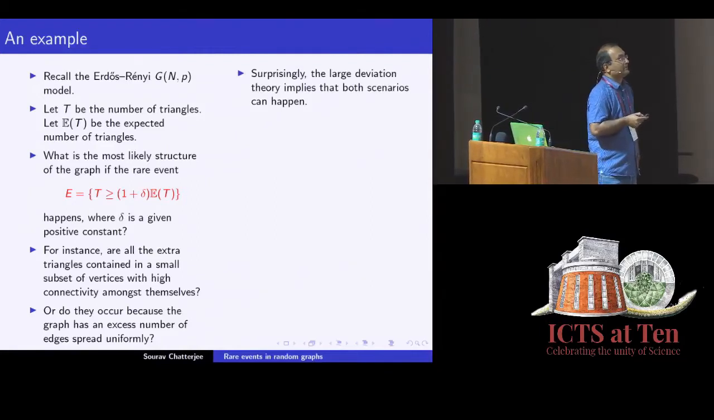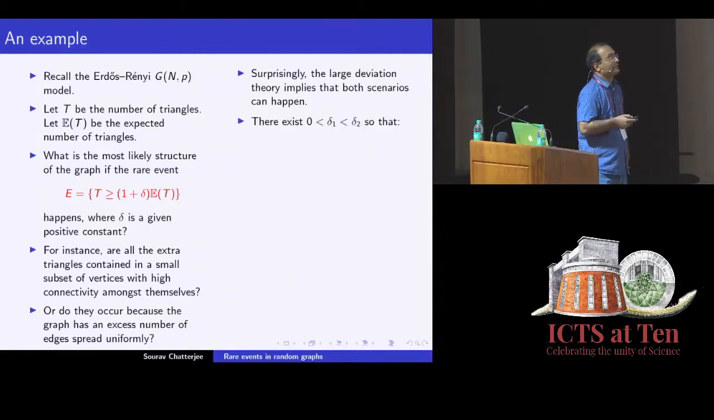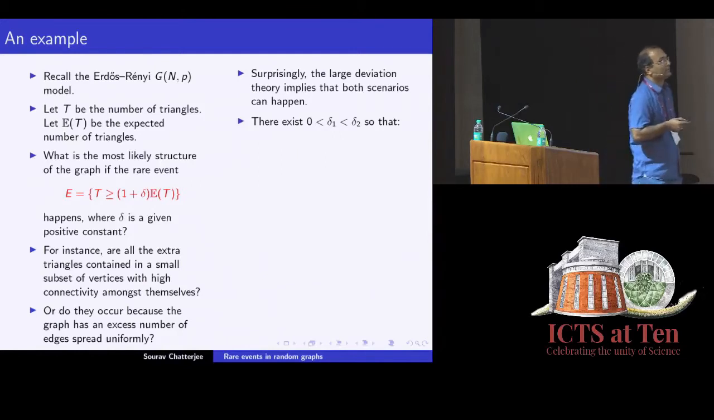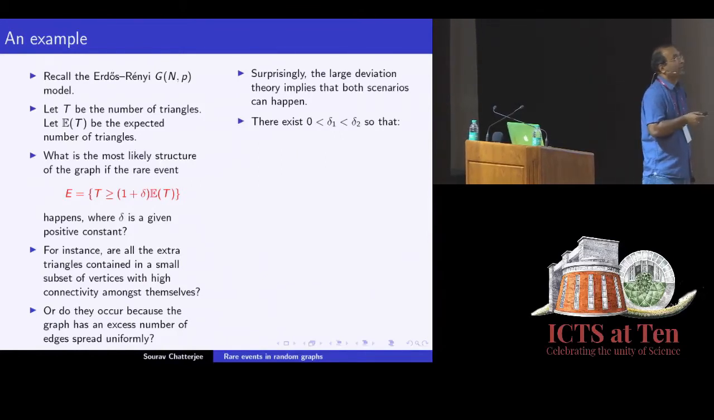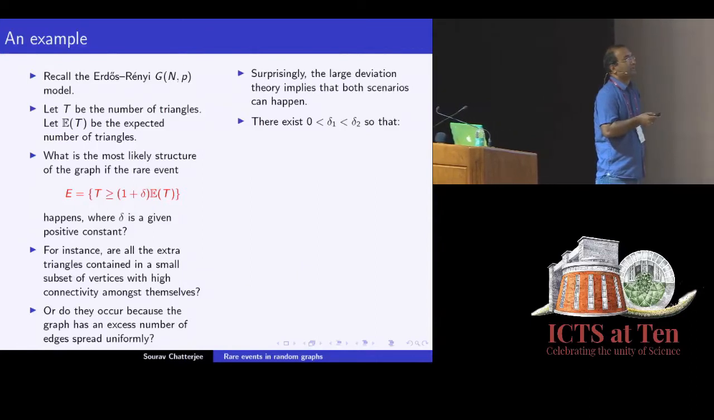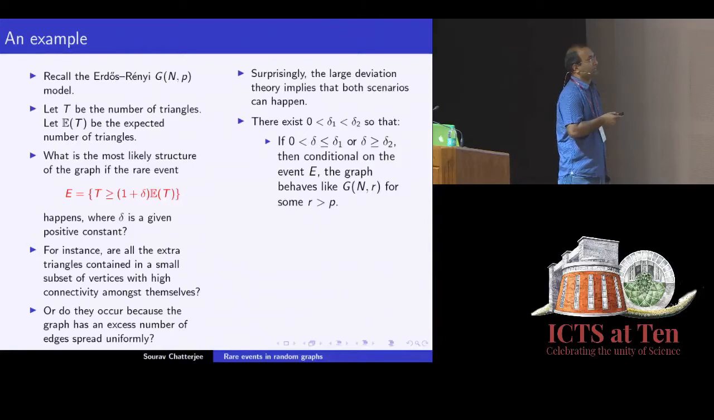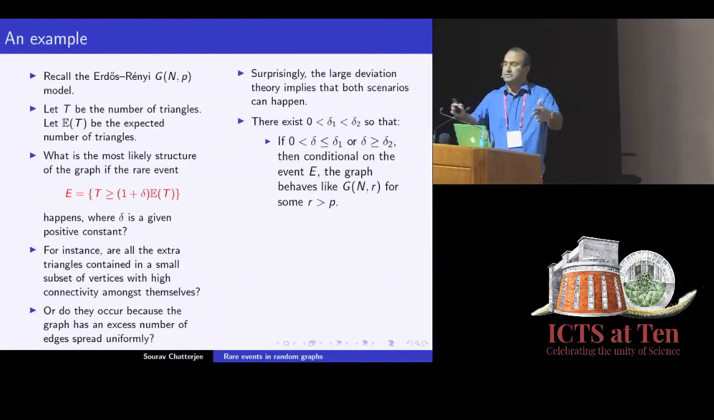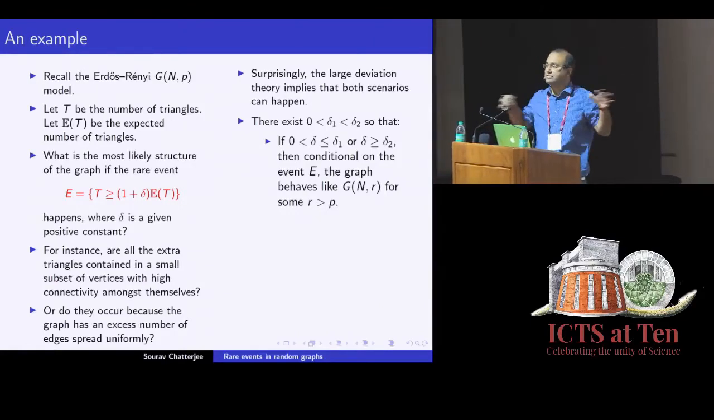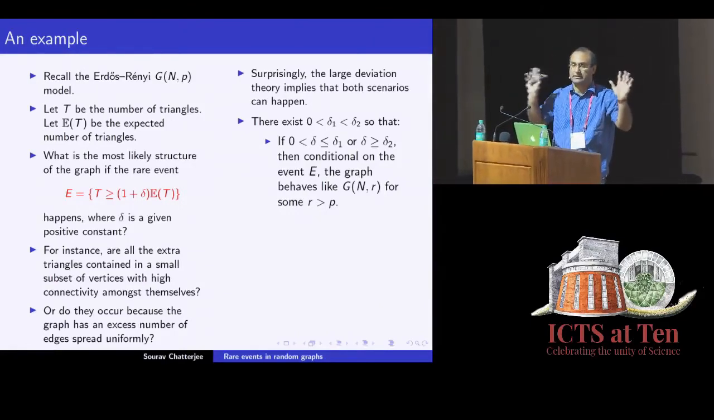The large deviations theory implies that both scenarios can happen. In fact, here's one of the most surprising results that came out of this. It says that there are two numbers, delta 1 and delta 2, strictly positive, so that if delta is between 0 and delta 1 or bigger than delta 2, then conditional on event E, the graph just behaves like the Erdos-Renyi graph for some larger parameter. It's just like a lot of extra edges are present, uniformly distributed extra edges. That's why there are these extra triangles.